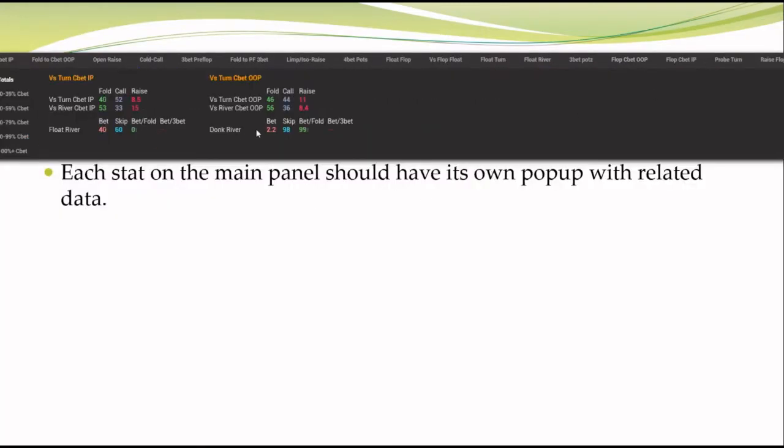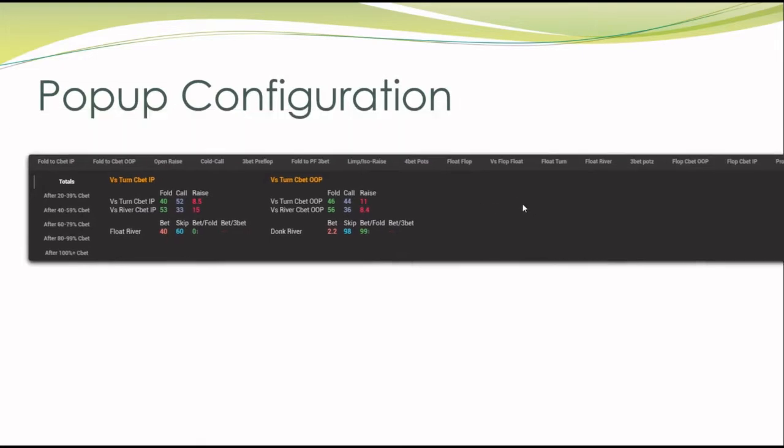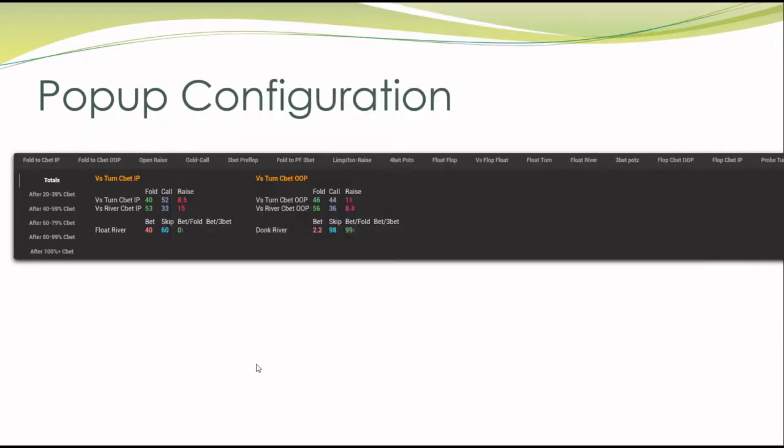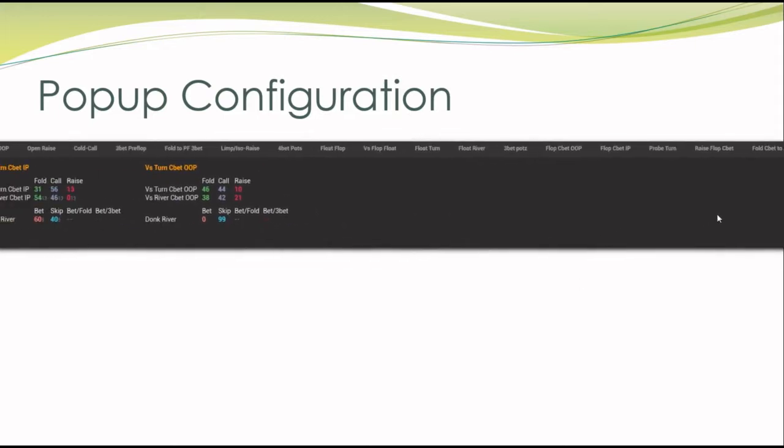For example, there's a new pop-up, fold to turn. What this pop-up does is it shows turn tendencies given a certain flop sizing. So let's say, for example, we want to know how our opponent plays on the turn after calling a 1/3 c-bet, for example. Then we see that kind of information. So that's a brand new pop-up.